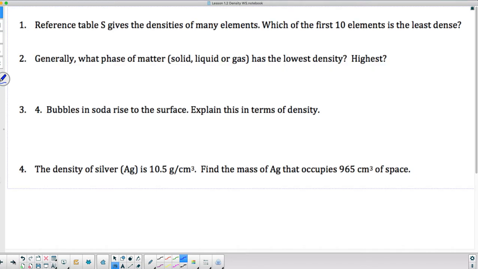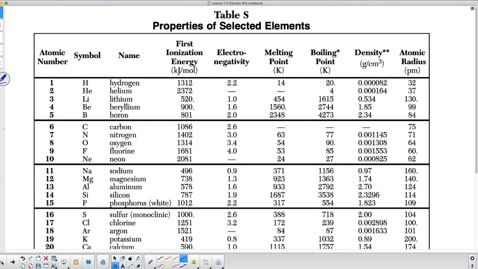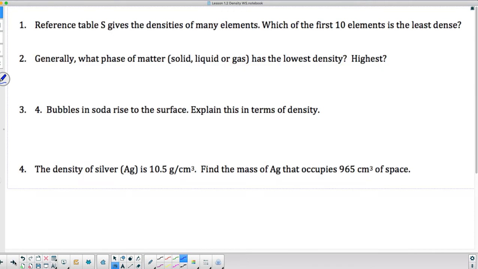I forgot what the question is. Let me take a look. Reference table S gives densities. Which of the first 10 elements is the least dense? So over here is the density. I'm looking through all of these. Notice the one that's the smallest is hydrogen, 0.000. There are 4 zeros there. This one only has 3 zeros. These have 2. This one here has 3 zeros. None of the rest of them actually come close, within like 10, of hydrogen. So it looks like hydrogen is the one that is the least dense. So I go straight to this and I say, obviously it's hydrogen, I got 4 zeros and then 2, and that's grams per milliliter.